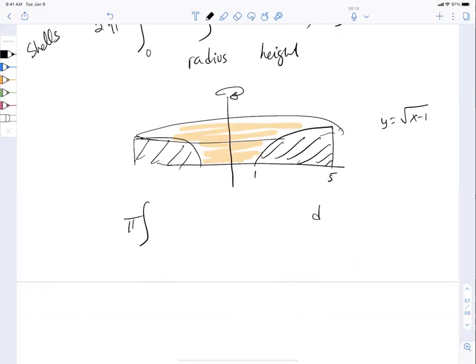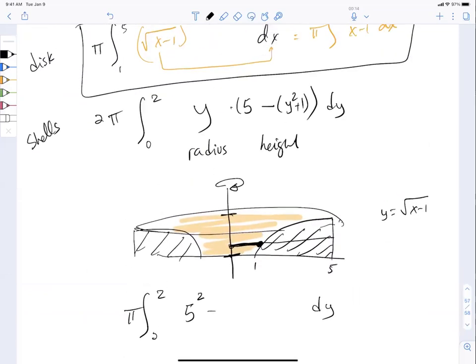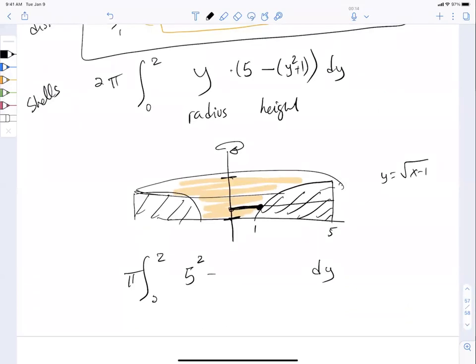Y obviously goes from 0 to 2 again. Outer radius is uniformly 5 throughout. Inner radius is going to be this function of y, whatever that function of y is, which we calculated earlier here to be y squared plus 1. Outer radius squared minus inner radius squared.